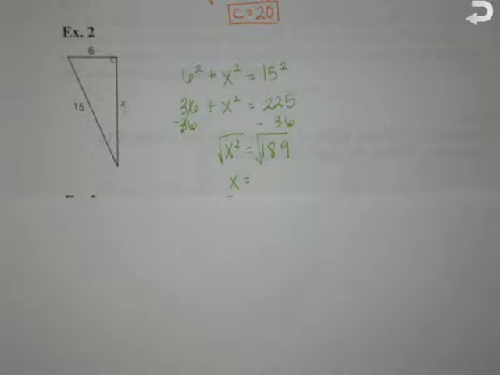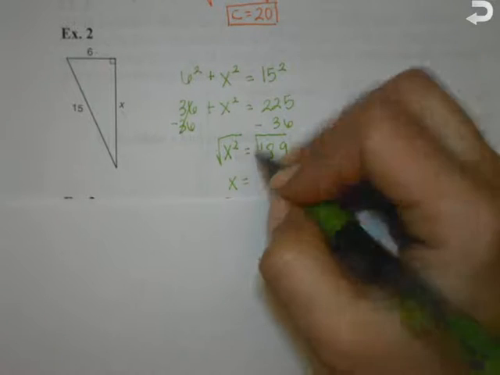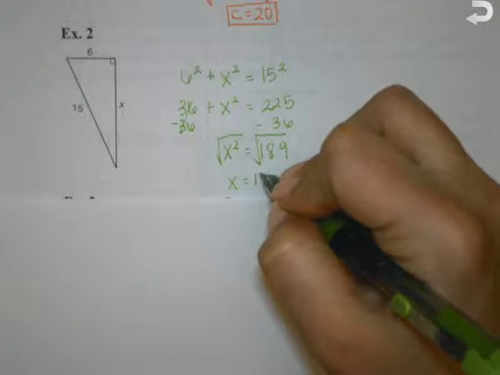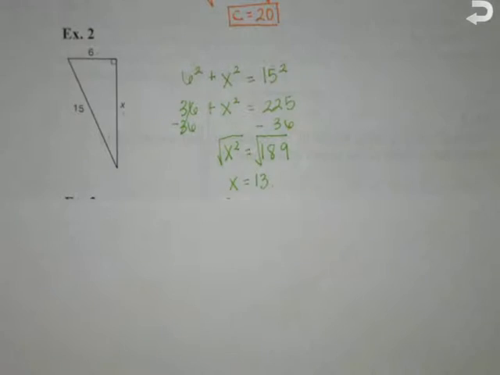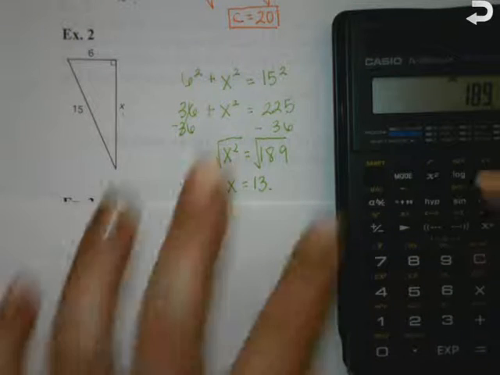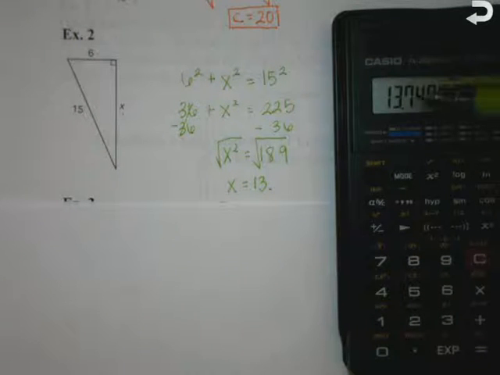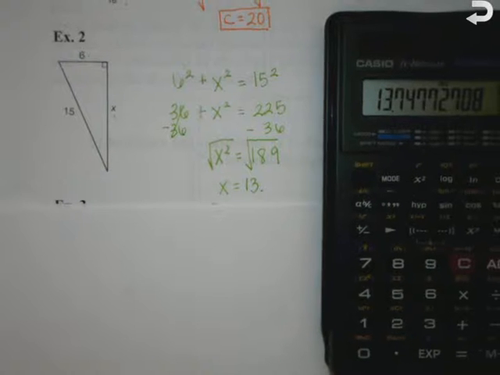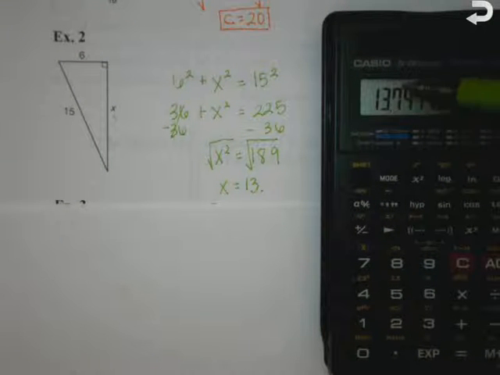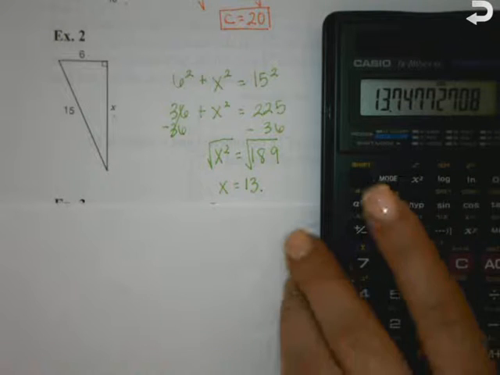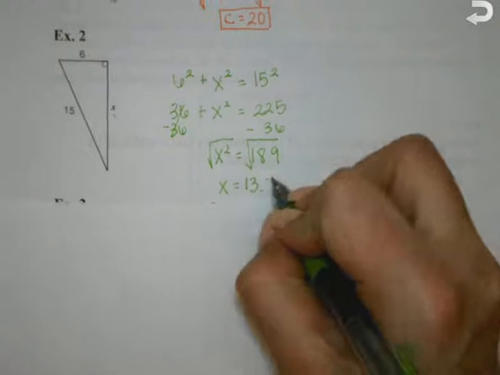What'd you guys get? 13.6. Did anybody get anything different? 13. Can I see somebody's calculator? It comes out to 13.74 or something, right? Square root of 189 is 13.747. If I was rounding to the nearest tenth, we look at the next one, and 4 does not cause us to round up, so our answer comes out to 13.7. Good.